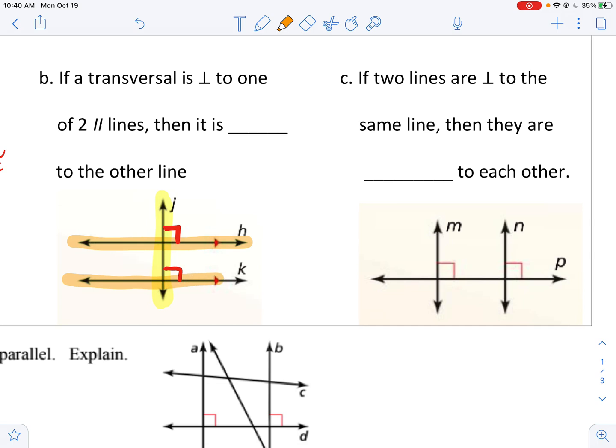And then what do we call two lines that form a right angle? Well, we would say those are perpendicular. So if it's perpendicular to one parallel line, it must be perpendicular to the other one. And the converse of that is that if two lines are perpendicular to the same line, so now we've got these two lines given to us, and they tell us that they are forming those right angles, then they must be parallel.